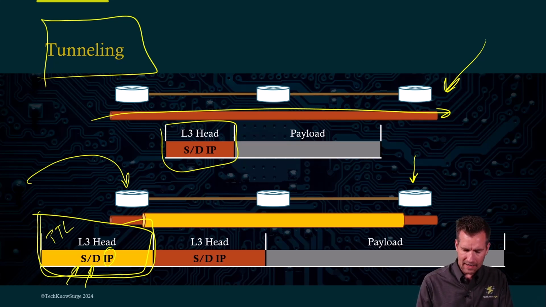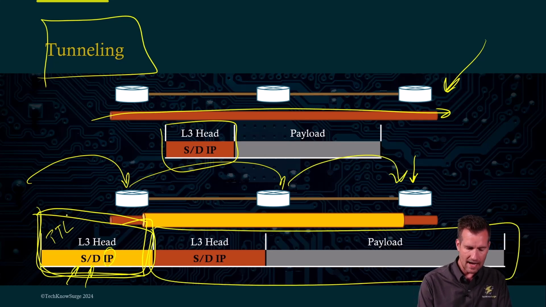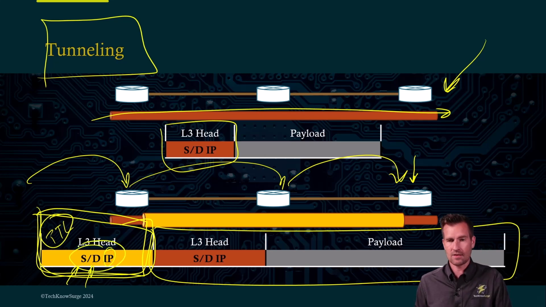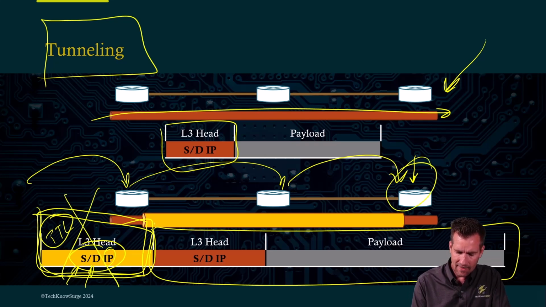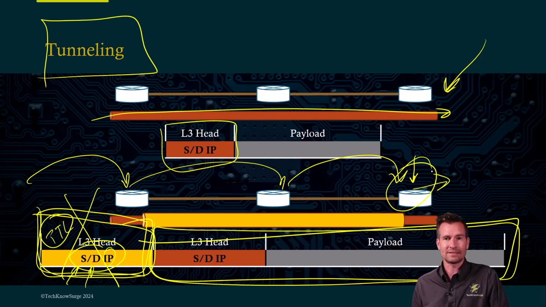And so what will happen is now every hop along the way is going to take a look at this layer 3 header, and it's going to ignore this packet right here. The time to live here gets decremented, and it looks at this source and destination IP address to do all of its routing. Once it gets to its final destination, it's going to remove that and then treat this as just a regular packet for the rest of the route.